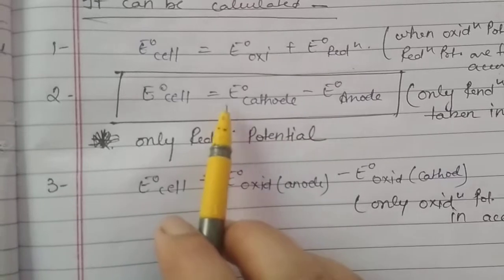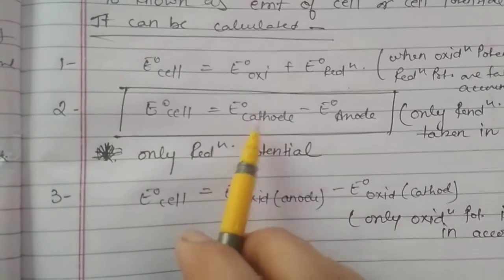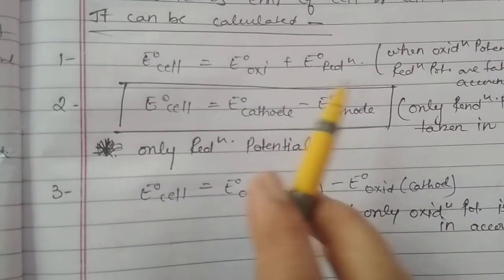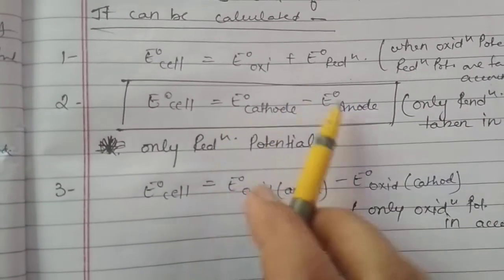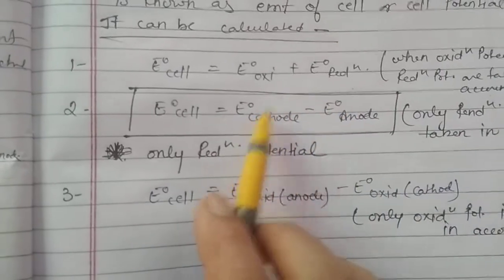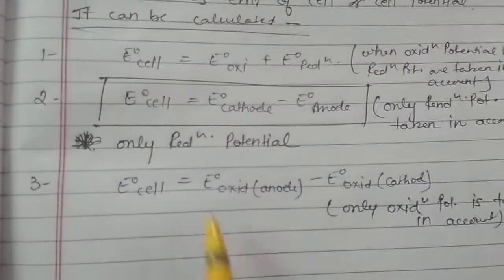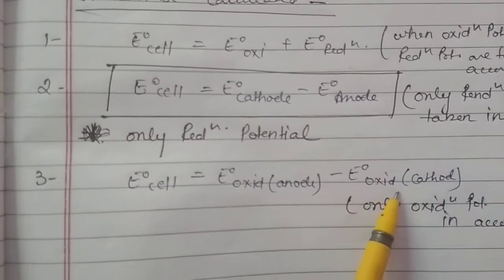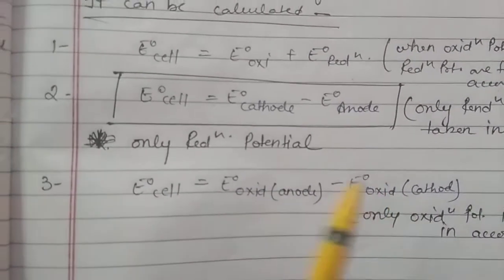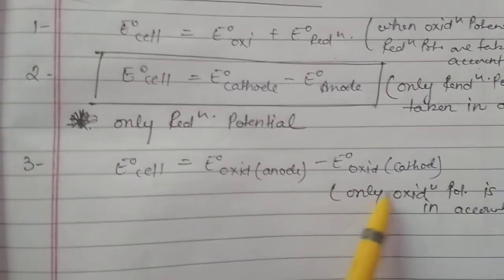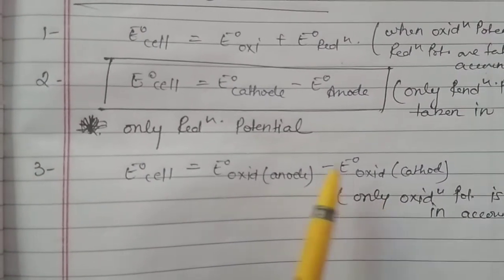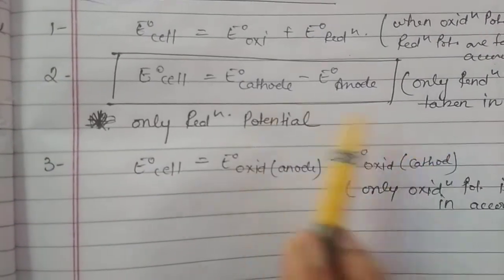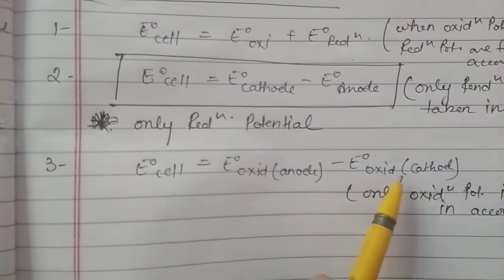What you must know is which electrode is working as the cathode, meaning reduction is taking place, and which is working as the anode. You have to put the reduction potential only of those particular electrodes. The third formula is E naught cell is equal to E oxidation of anode minus E oxidation of cathode. Here we write only oxidation potentials: anode minus cathode, whereas in the previous formula it was cathode minus anode.